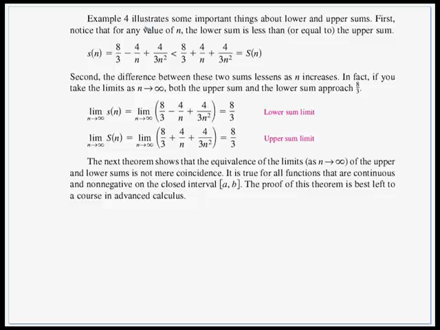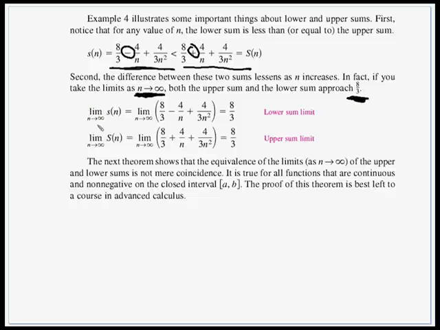So example 4 illustrates some important things about lower and upper sums. First, notice that for any value of n, the lower sum is less than or equal to the upper sum, because that's a minus and that's a plus. Second, the difference between the two sums lessens as n increases. As we subdivide our area into more and more rectangles, the difference between our over and under estimate gets less and less. In fact, if you take the limit as n approaches infinity, the more rectangles the better. Well, how about infinitely many rectangles of infinitely thin width? Both the upper and the lower sums are going to approach the same limit, 8/3.